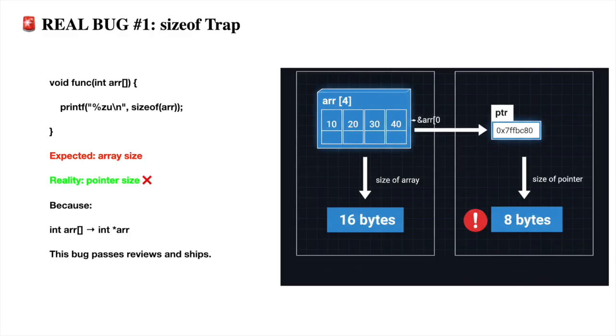Sizeof trap. When you print the sizeof an array, the expectation is that it gives the size of the actual array. If it is ARR of 4, it should give 16 bytes for an integer array. But the reality is it gives the pointer size, because ARR is equivalent to a pointer pointing to the first element of the array.